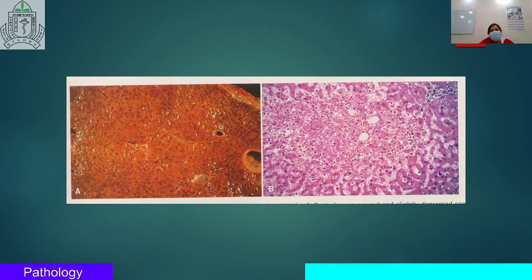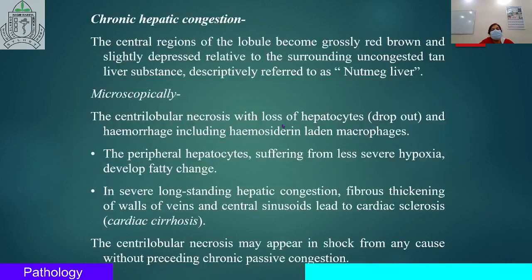When there is more thickening of the central wall of the central vein and sinusoids, it is known as cardiac cirrhosis.